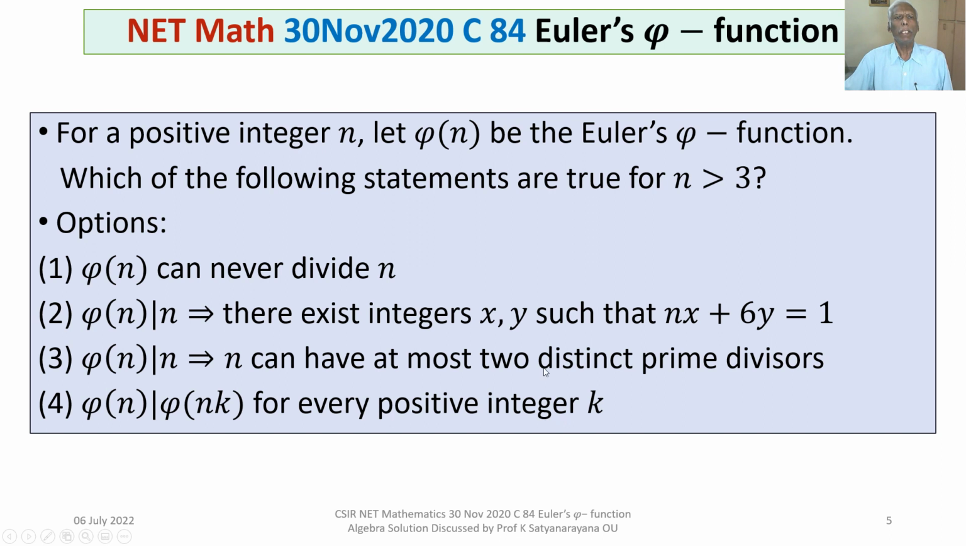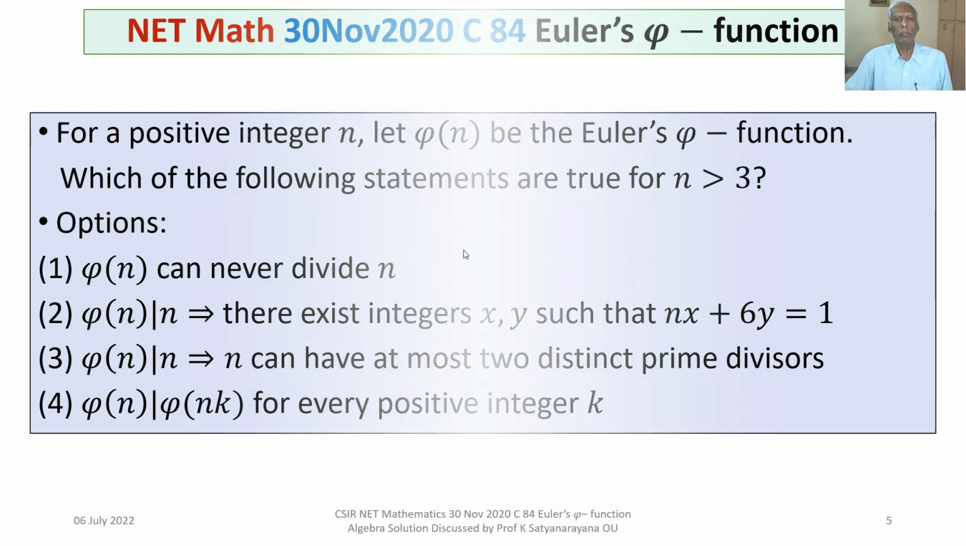So, for any given positive integer n, phi of n denotes the Euler's phi function, and we have to decide which of the following 4 options is true or are true for n greater than 3. It may be more than 1 also, because it is from section C. So, let's get into the problem.